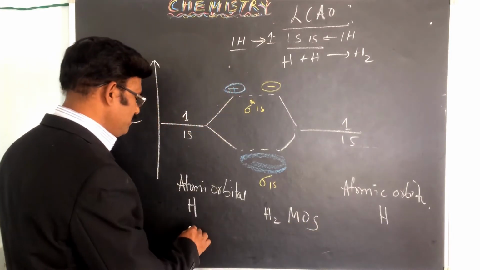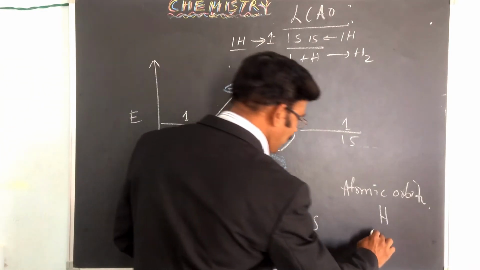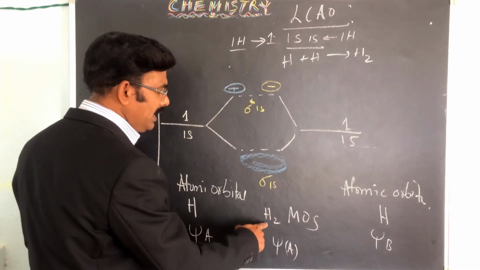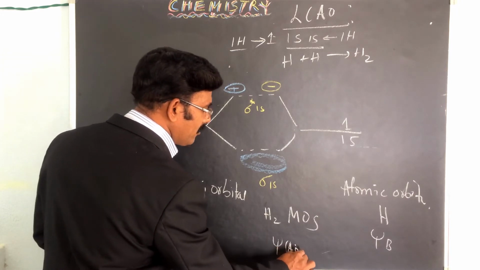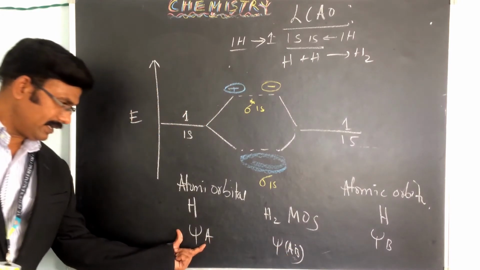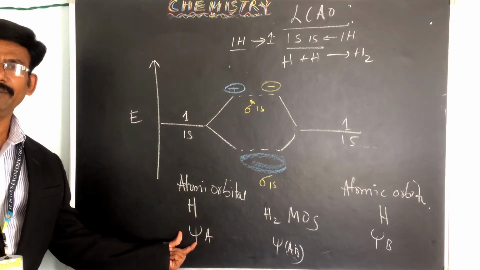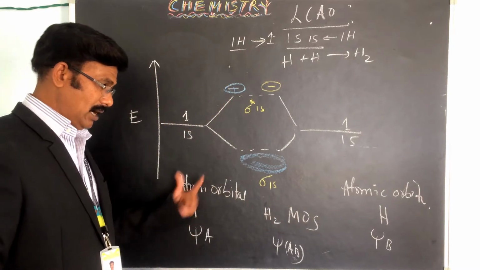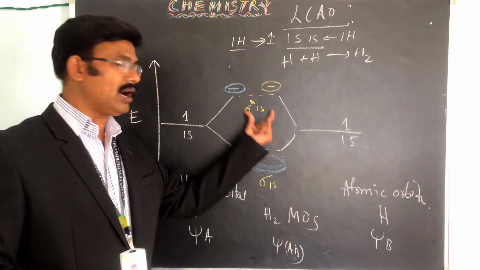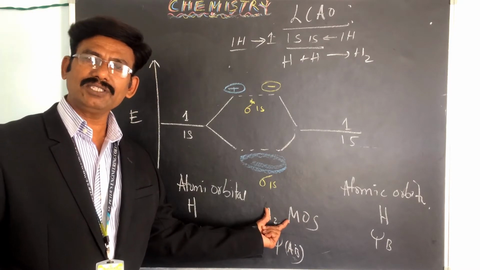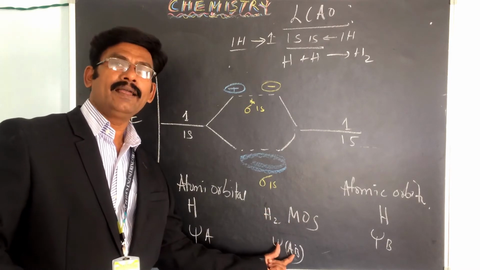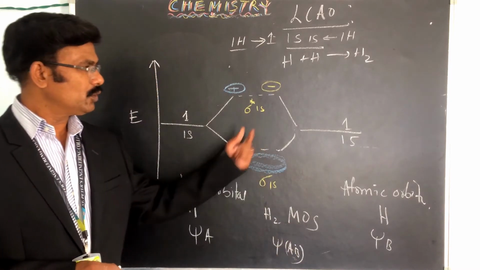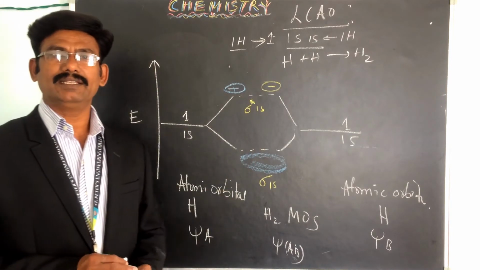Molecular orbitals. Psi A atom, psi B atom. Psi AB means H2. Psi A is the wave function of A atom, psi B the wave function of B atom. 2H combined to form the H2 molecule. That is the molecular orbital. Understand? The molecular orbital means that is the AB. This is a very good example. Please draw it.